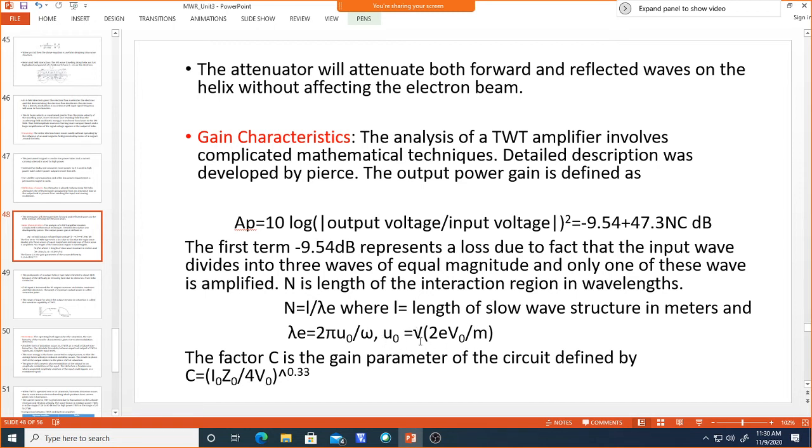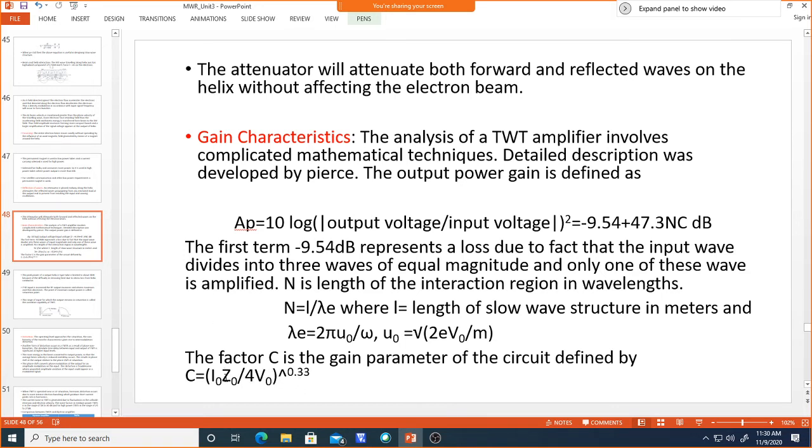So u naught is defined by this one. Now the factor C, which is given by the gain equation, is the gain parameter of the circuit. It is given by C equal to I naught into Z naught divided by 4 into V naught, where I naught is the DC beam current, Z naught is the impedance of the slow wave helix structure, and V naught is the DC beam voltage.